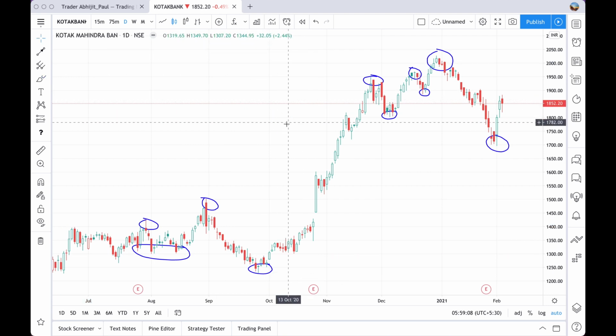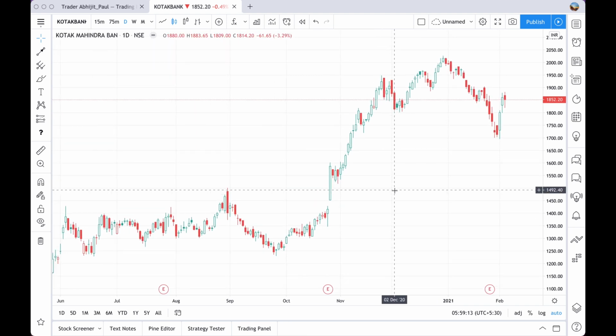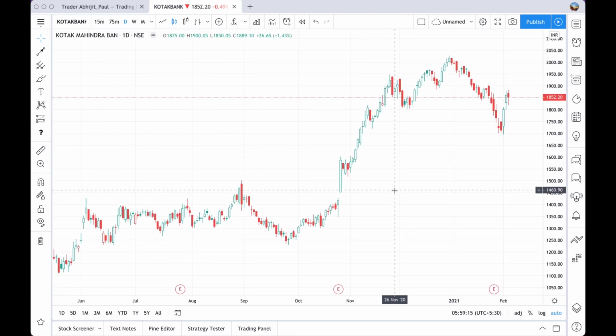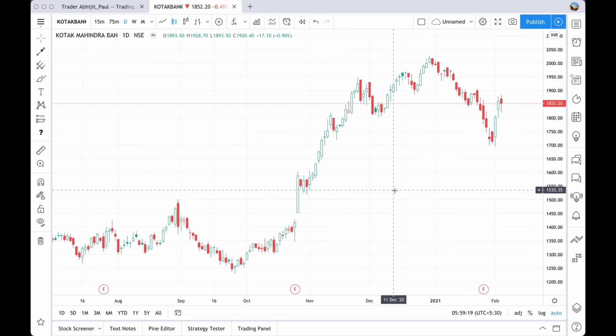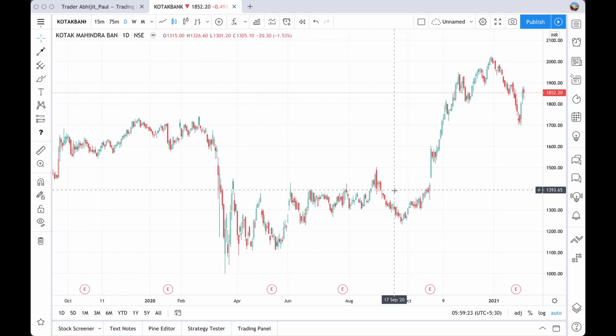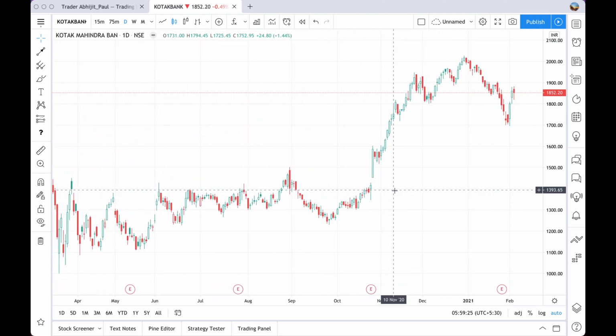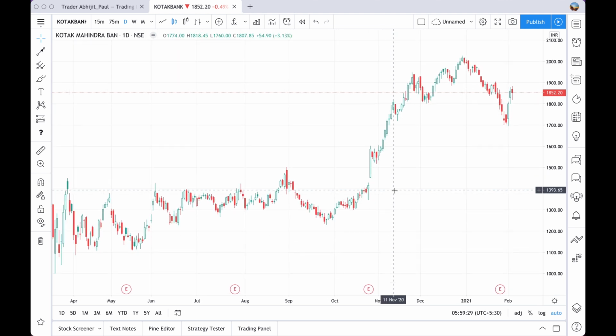Once you've done that, make sure that your chart has not too little information like this, and also not too much information like this. Make sure your chart has, I would say, 9 to 12 months of information. Something like this is fine. And then you can start marking the ranges.